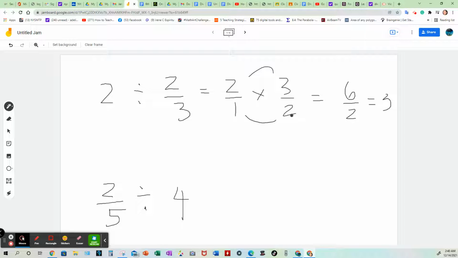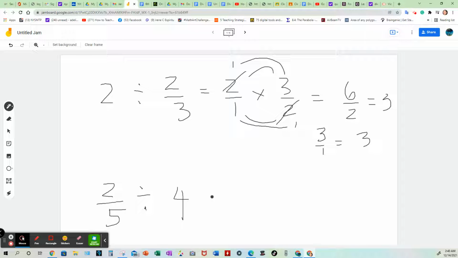You can also apply the cancellation method here. We can cancel 2 and 2 because they're both divisible by 2. 2 divided by 2 is 1, and 2 divided by 2 is 1. And then we multiply: 1 times 3 gives you 3, and then 1 times 1 gives you 1. And 3 divided by 1 is 3.